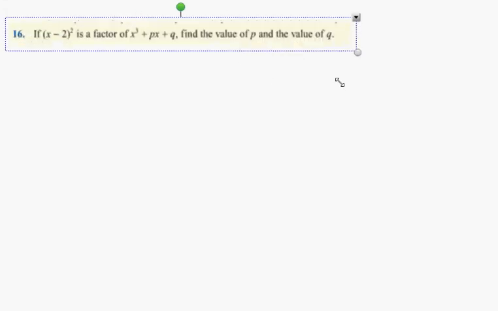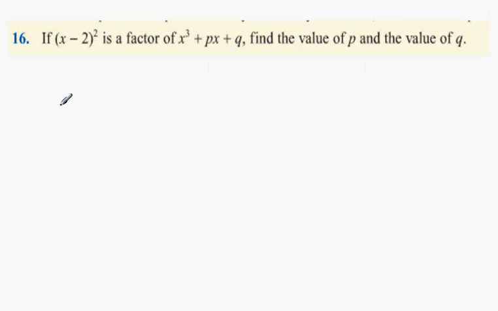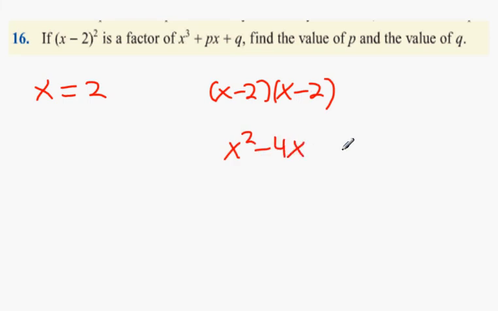Okay, next one. Number 16 here, okay? If x minus 2 is a factor of x cubed plus px plus q, find the value of p and the value of q. This can be done in two ways. The first method you could do is... it can only be done in one way, excuse me, okay? The reason why this one can only be done in one way is you only know one root. You know that x minus 2 by x minus 2 is a factor, yeah? This means it divides in equally into it. Multiply it out, you're going to get x squared minus 4x plus 4.